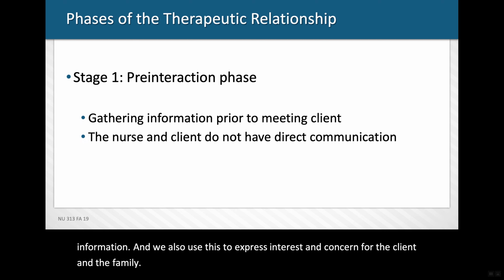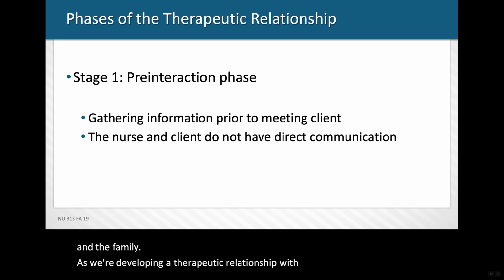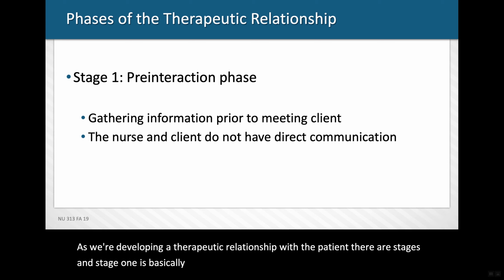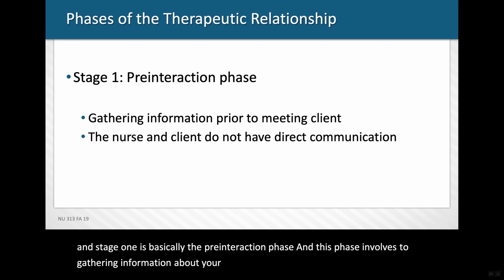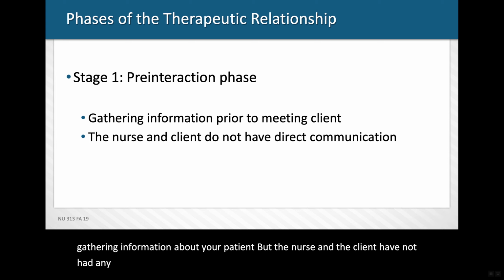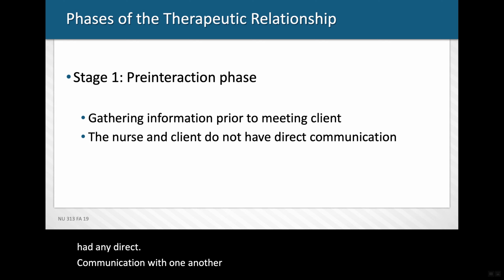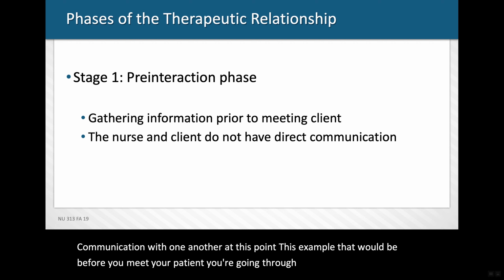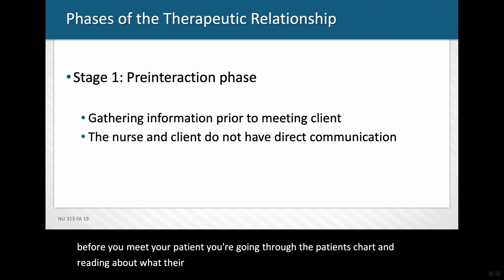As we're developing a therapeutic relationship with the patient, there are stages. Stage one is basically the pre-interaction phase, and this phase involves gathering information about your patient, but the nurse and the client have not had any direct communication with one another at this point. An example of that would be before you meet your patient, you're going through the patient's chart and reading about what their care is, what their diagnosis is, what medications they're on, and maybe their problem list.